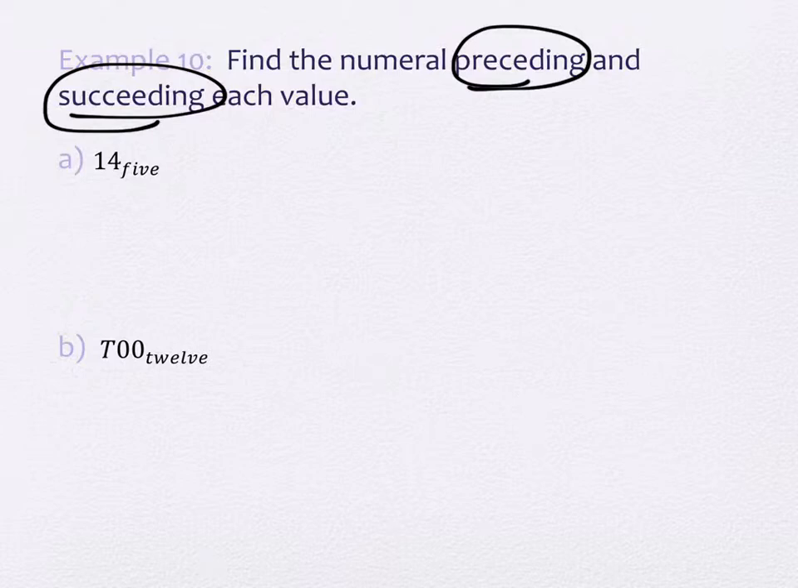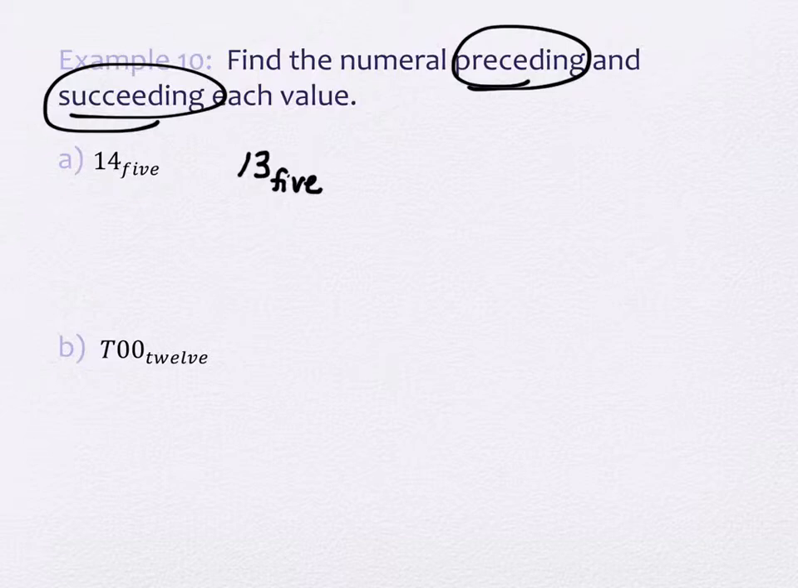All right, so taking a look at the value 1, 4, what is the number that is preceding, that comes before 1, 4, base 5? That's the easy one. What do you think? What comes before 1, 4? 1, 3. 1, 3, base 5. So we just take away 1 from the ones place.